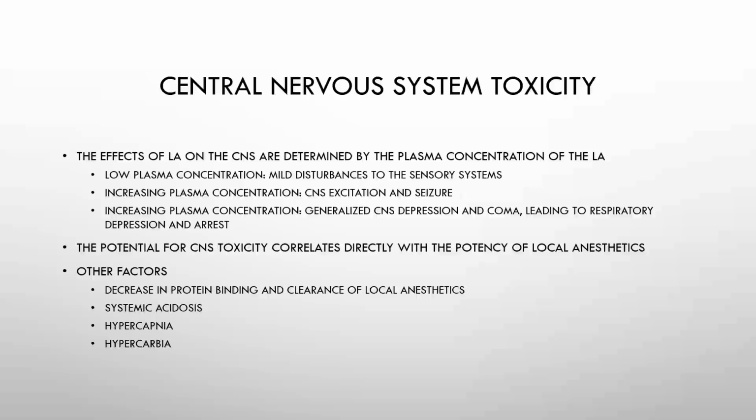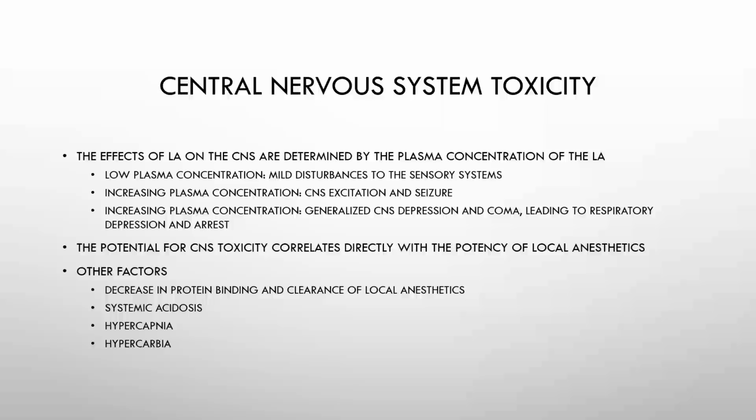Now, in the concluding section, we're going to briefly talk about toxicity and treatments of toxicity. Local anesthetics readily cross the blood-brain barrier, so we can see CNS toxicity pretty quickly with systemic absorption or inadvertent IV injection. The effects on CNS are determined by the plasma concentration of the local anesthetics, because that's how they get there, and that's where the concentration gradient is. At low plasma concentration, we see mild disturbances to the sensory system, like ringing in the ears, etc. And you can ask the patient with lidocaine testers.